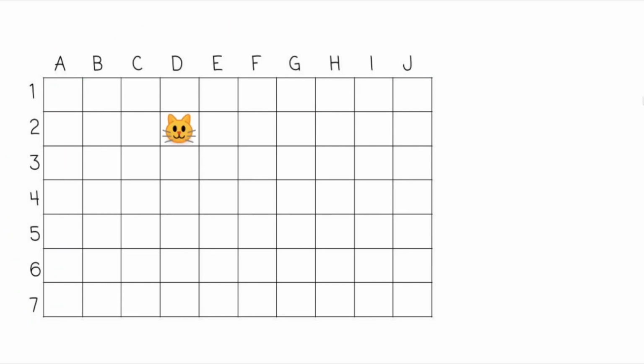Let's look at this kitten emoji. This kitten sits in column D and row 2. So the location of this kitten is D2. We always write the letter first and then the number.